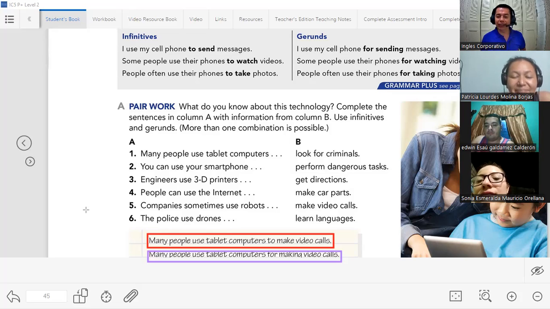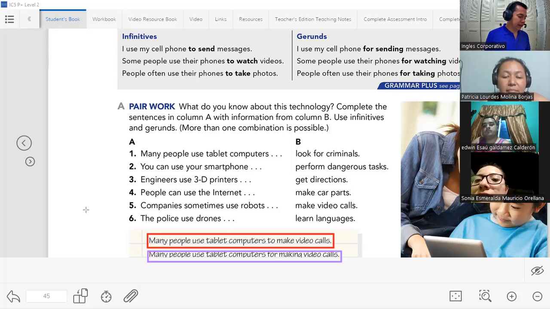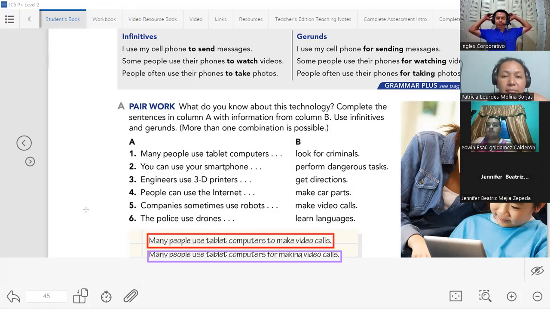Dangerous, right? Dangerous task. Okay? Good. Now let's go to the last one. The police. Infinitives. Let me see. Beatriz, please. Yes. The police use drones to look for criminals. Good.